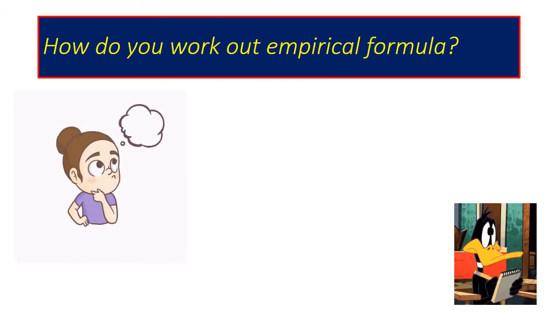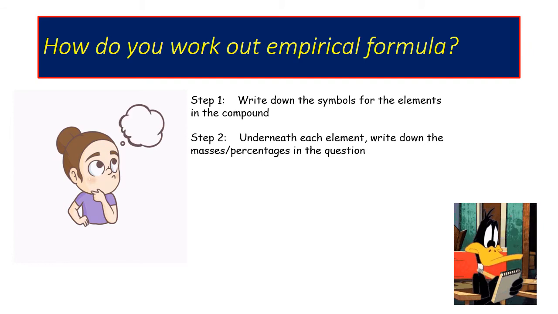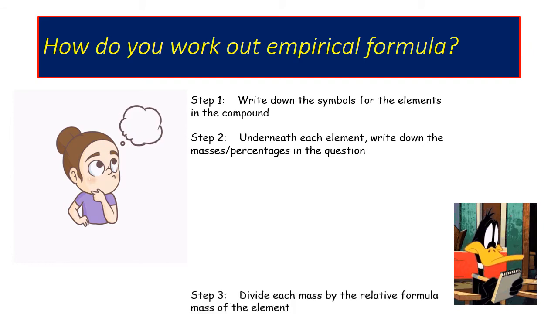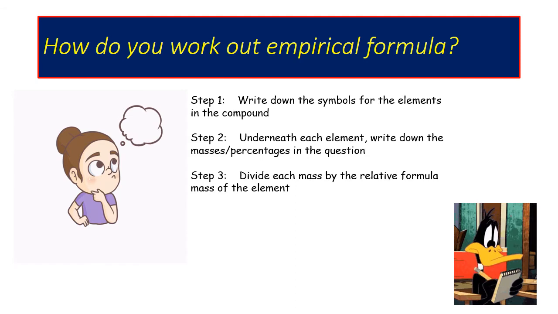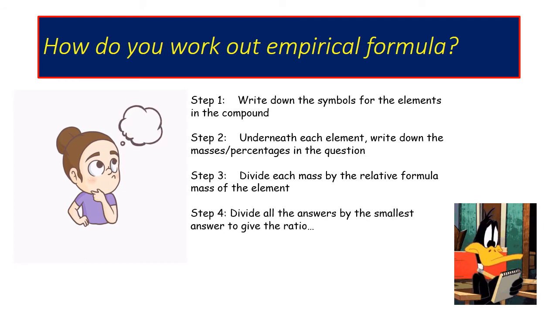That was a bit of a flying introduction to empirical formula, but there is a step-by-step process that we can use every time when working out the empirical formula of some compound. So step 1, write down the symbols, the elements in the compound. Step 2, underneath each element, write down the masses, percentages that are given in the question. Step 3, divide each mass by the relative formula mass of the element, give me moles there. Step 4, divide all the answers by the smallest answer to give the ratio.